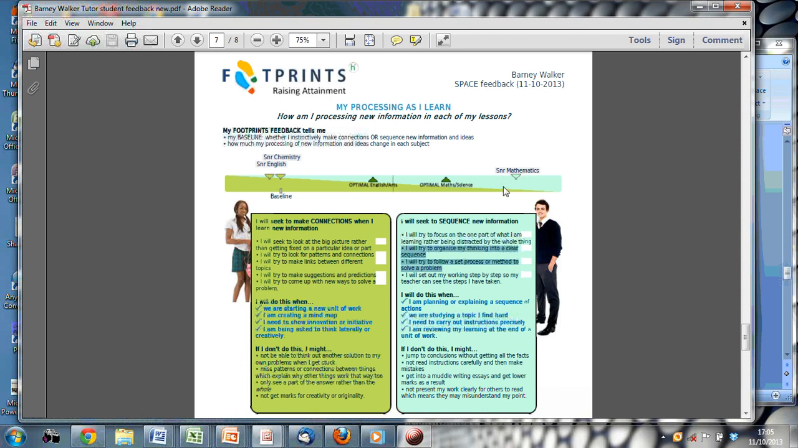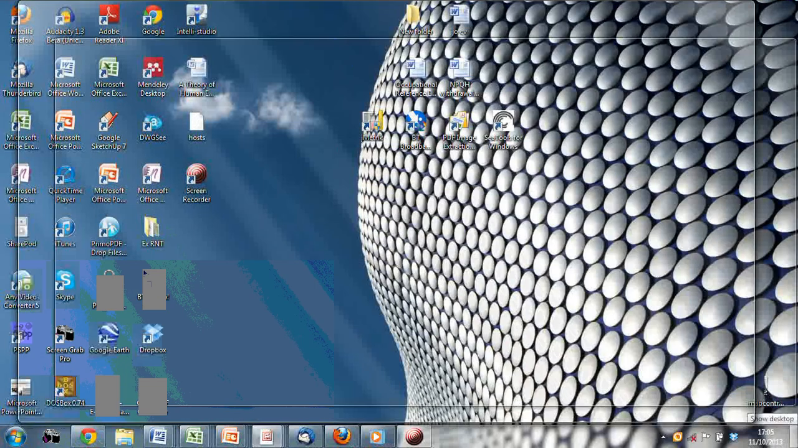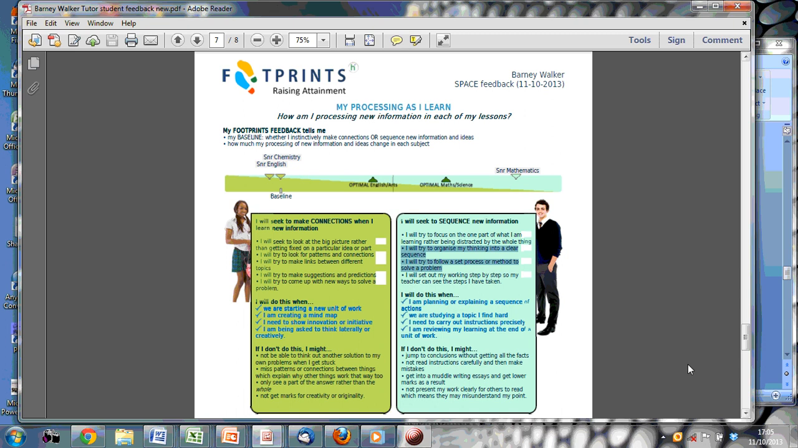Similarly, we notice that Barney in maths has a very different posture, and this is important for us to recognise. It may be that we need to come back to this the following week if we feel that this is a real obstacle. Barney may want to talk to us about why he does something very different here, because here in maths he really is doing a lot of sequencing. It's very different from his baseline.